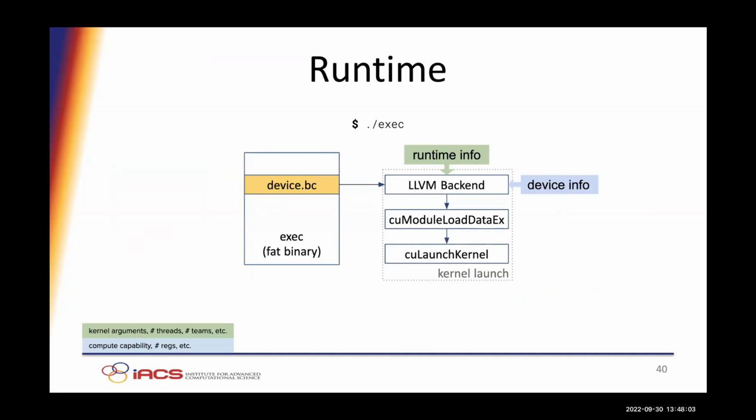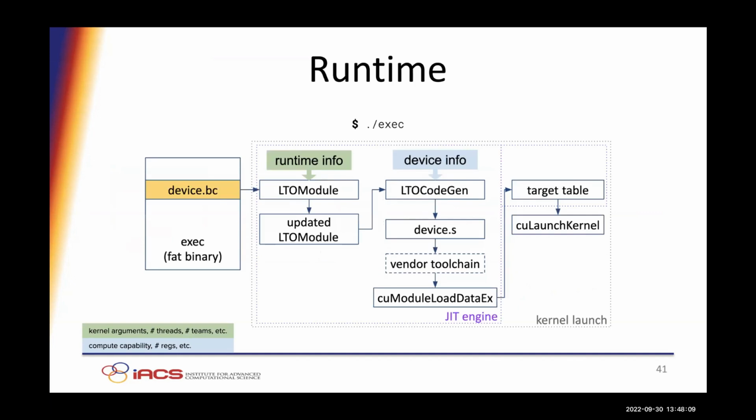Okay, let's move the code generation stuff to kernel launch time and use the runtime information. Internally, it will work like this. First, we create an LLVM LTO module from the embedded LLVM bitcode, and then update the module based on the runtime information. I will talk about what information we use and how we update the module later.